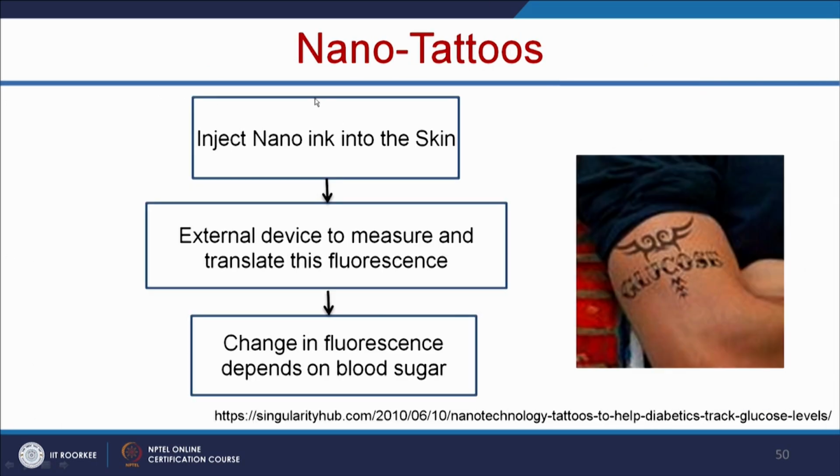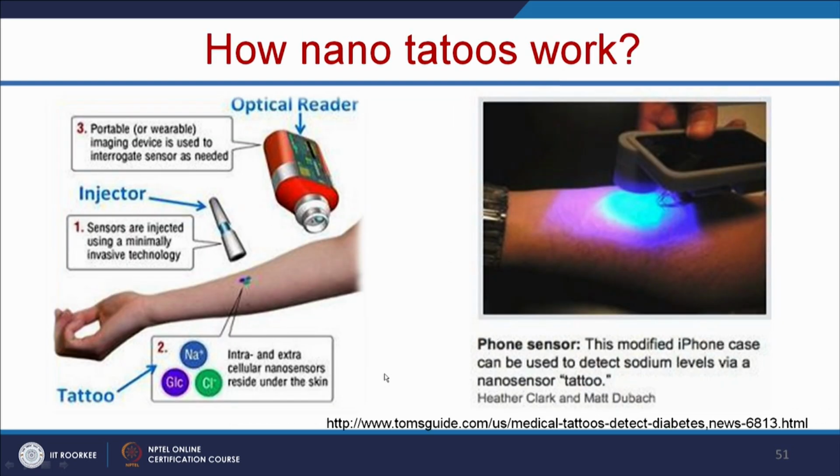Another thing is nano tattoos. We can inject the nano ink into the skin, and use an external device to measure and translate this fluorescence. This change in fluorescence depends on the blood sugar. We can inject this sensor using minimally invasive technology. Once it is injected, the tattoos are made, and it can measure the sugar level as well as the sodium level in your blood.